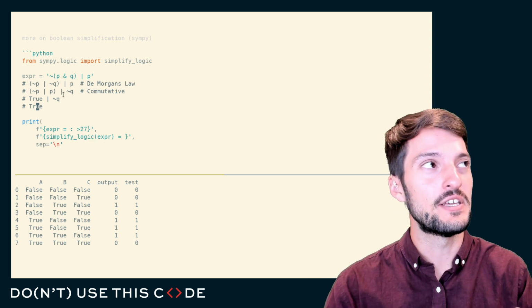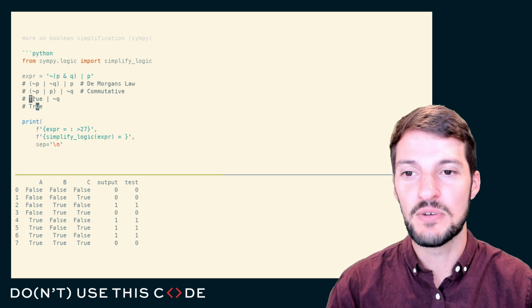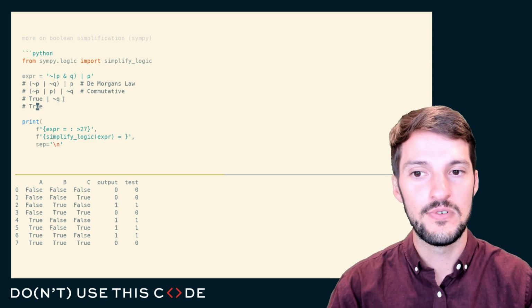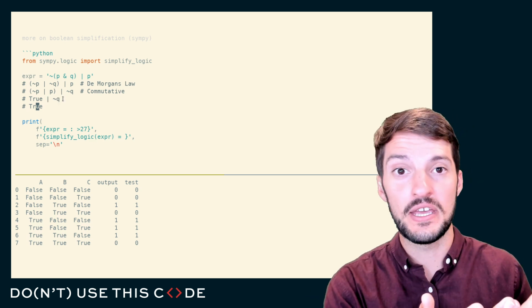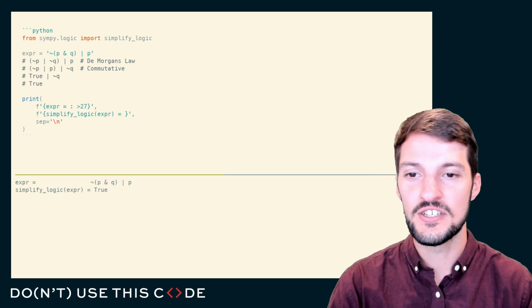P or not P, well, no matter if P is false or P is true, that will always evaluate to true. So we end up with this expression of true or not Q. Well, true or anything will always be true. And so we end up simplifying this expression all the way to just true.